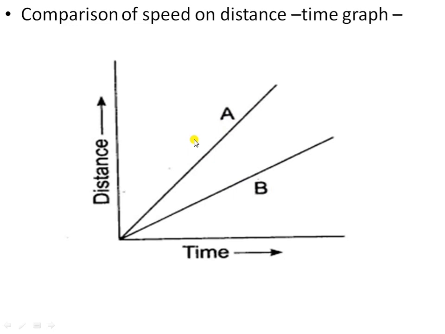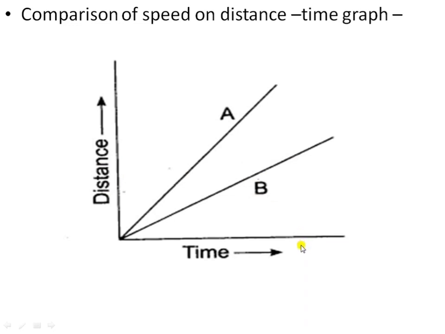So hence we can say that object A is moving faster than object B, because for object A the distance, for example, is 6 kilometers. So object A covered the 6 kilometer distance in 5 hours. Let's suppose it's 5 hours, and object B covered the 3 kilometer distance in 8 hours.